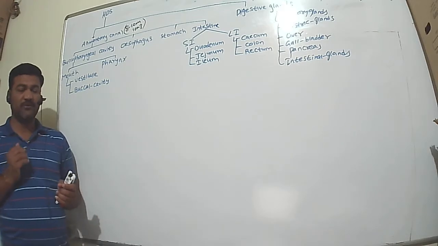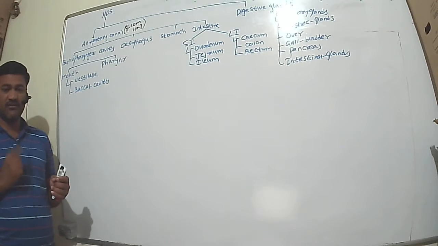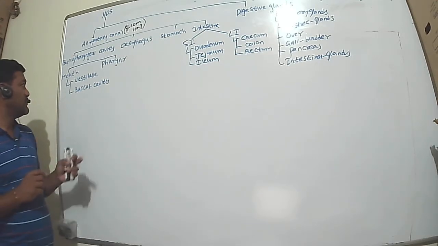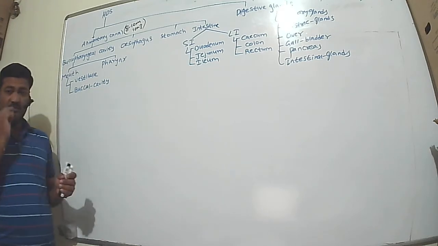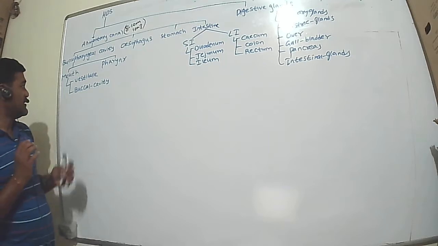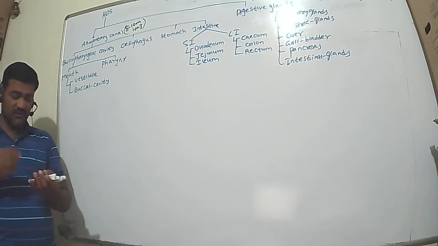It's not so well developed in human beings, but that vestibule will continue inside into the buccal cavity. So this vestibule and buccal cavity, also called as oral cavity, is called the mouth. So vestibule, it is the space between the lips, the cheeks, and inside the teeth. And buccal cavity is the inside oral cavity in which the food is placed.